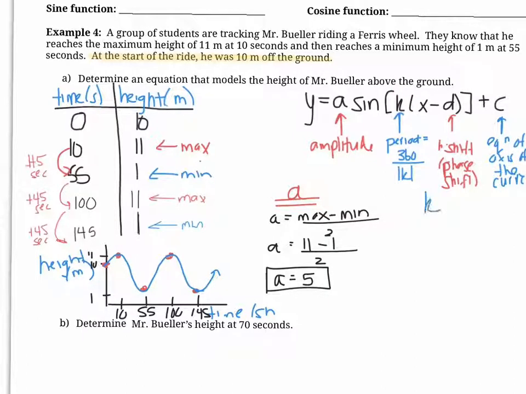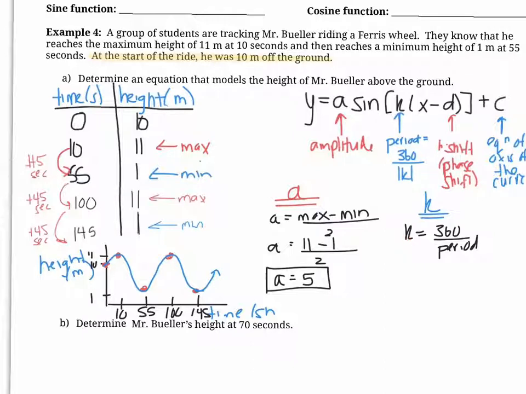So our K value. We know that the period is going to equal 360 divided by K. So I can rearrange this to say that K is going to equal 360 divided by the period. All I did here is rearrange this so that K is isolated instead of the period. So these two are equivalent. K equals 360 divided by period is the same thing as saying period is equal to 360 divided by K.